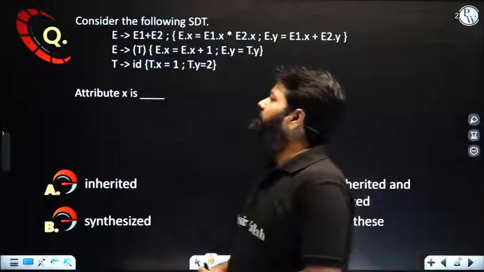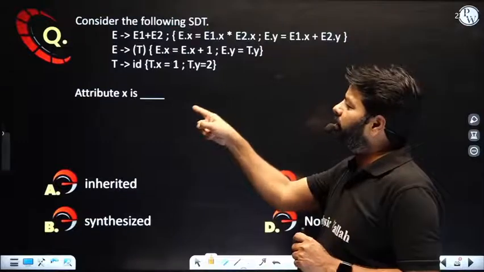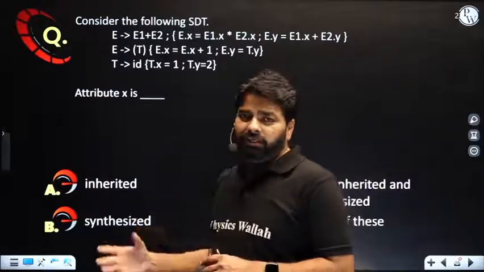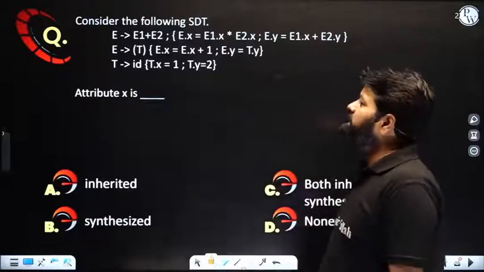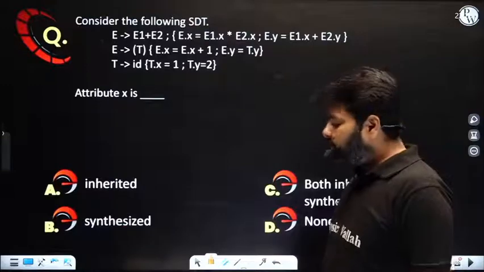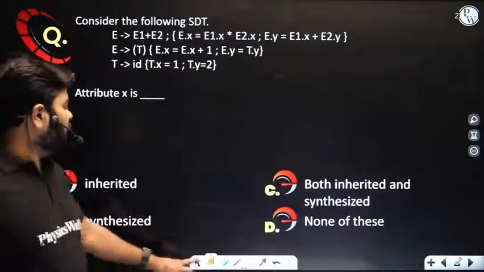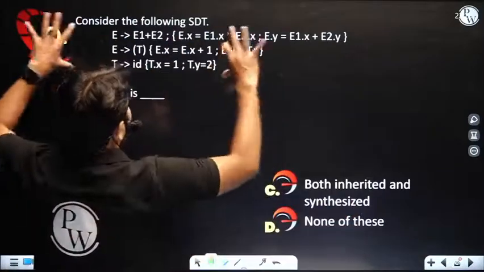Next, again we have a grammar to understand what type attribute X is. Is it inherited or synthesized? Please try to answer it as quickly as possible now. Now you understood the definition of the attribute, right? So I'm going to help you without writing many things. You can simply observe. Focus must be here.